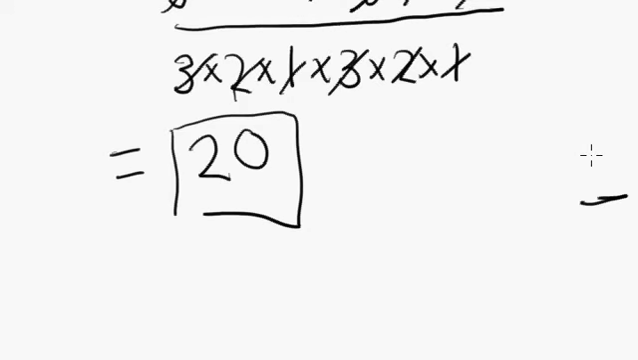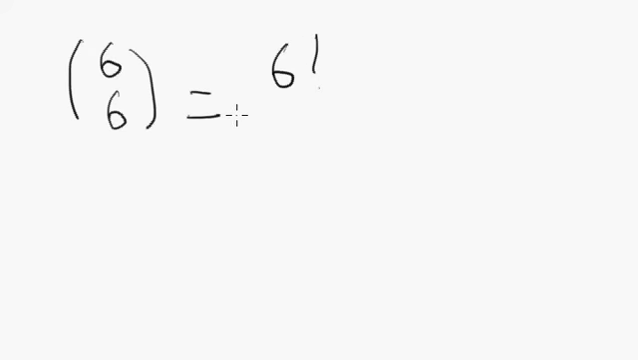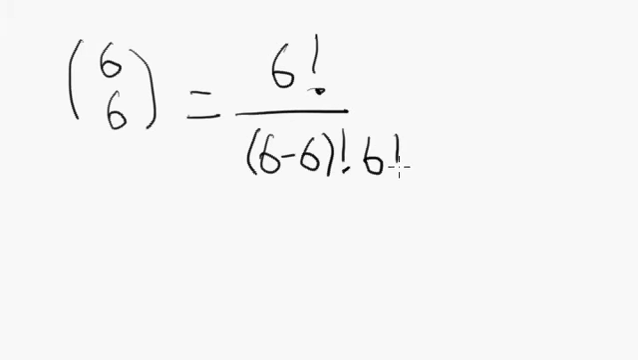And just to prove to you that this formula works, let's think of an easier example that you can come up with in your head. How many ways are there to pick 6 people from a total committee of 6? So hopefully we get the answer to be 1 using our formula. So we have 6 factorial over 6 minus 6 factorial times 6 factorial.